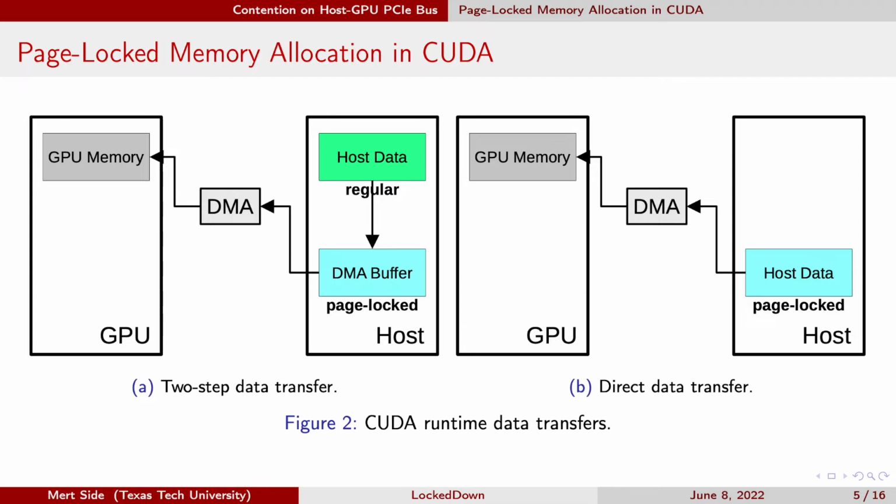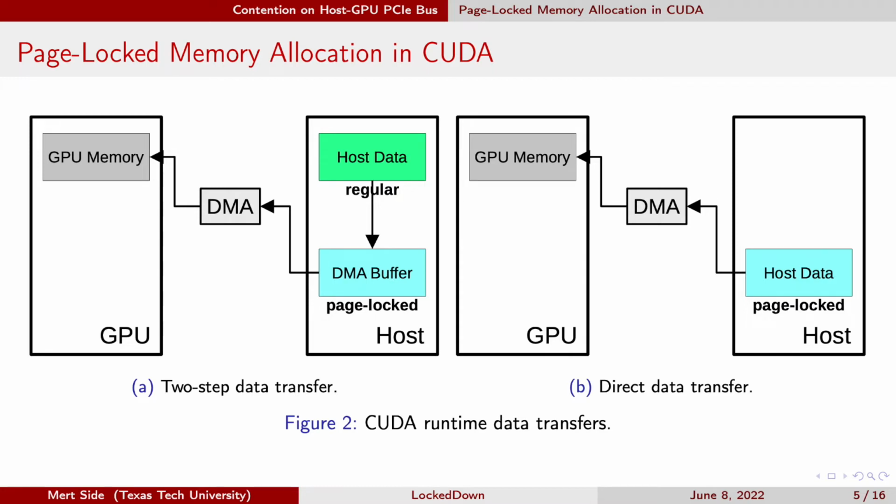Under the circumstances where we need to transfer a piece of data residing in regular host memory pages to GPU memory, the CUDA runtime first copies the data into a page-locked memory buffer that is temporarily allocated, and then uses the DMA to transfer the data from this buffer to GPU memory. This two-step process is illustrated in this figure. However, the extra copy adds delays, which greatly reduces the achievable bandwidth consumption.